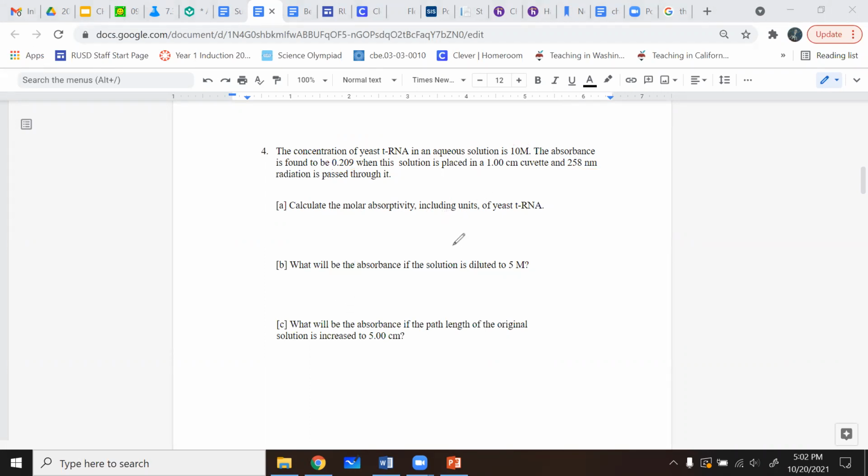Moving on to 2, what will the absorbance be if the solution is diluted to 5 molar? Once you figure out your E in this problem, you can use it down here in this problem, plug in a new concentration and recalculate for A. And then finally, what will be the absorbance if the path length of the original solution is increased to 5 centimeters? So again, we're going to use that original concentration. We're going to sub in a path length of 5 centimeters and resolve that problem using Beer's law.